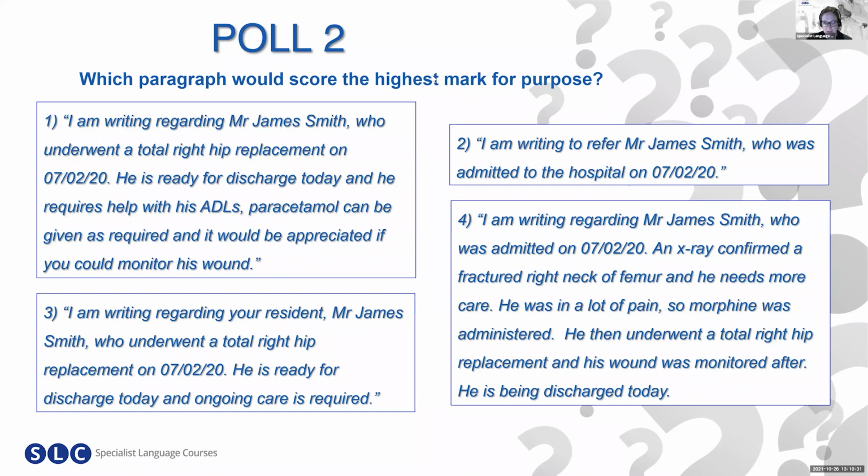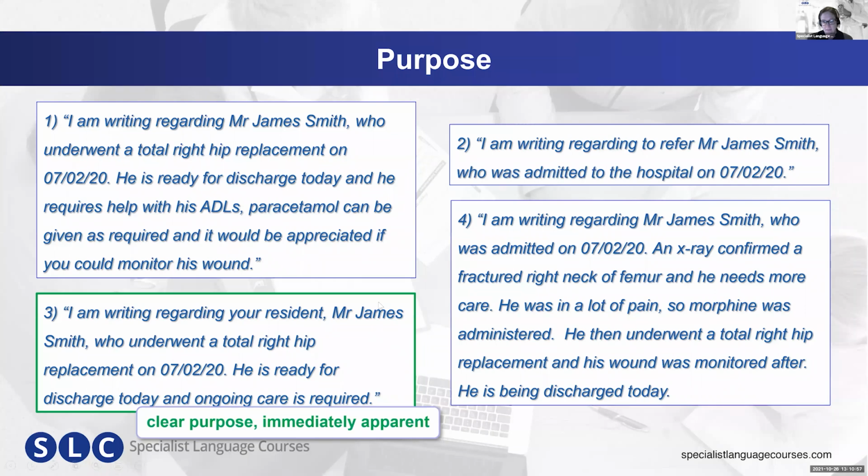Okay, let's take a look at the results. So most of you have chosen paragraph 1 or paragraph 3. So let's take a look. So paragraph 3 is the better one, in my opinion. So we'll take a look at why. Well, it's clear. Yes. And it's immediately apparent. It's got the name, what happened, what's the situation now, ready for discharge, and what's the purpose? Ongoing care is required. Really, really clear, not too much detail.